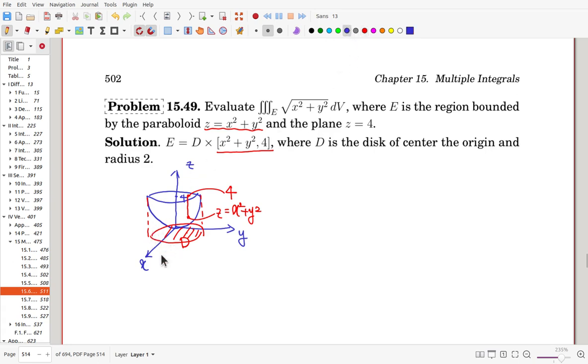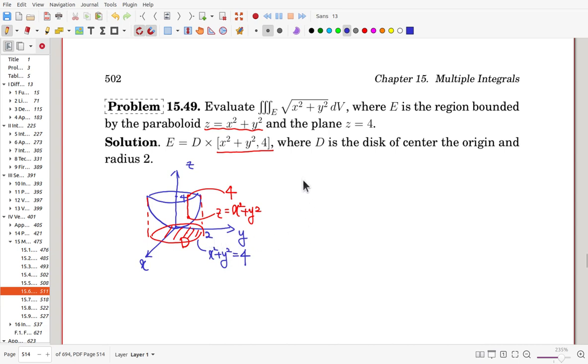But what is D now? That circle is the same as this disk along with that circle. When z equals 4, x squared plus y squared is 4, so this circle is x squared plus y squared equal 4. So it's reduced to a disk, right?